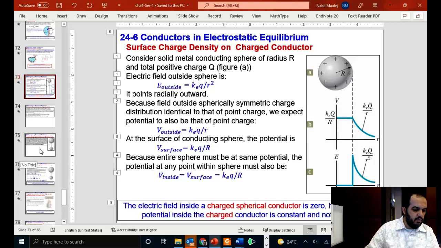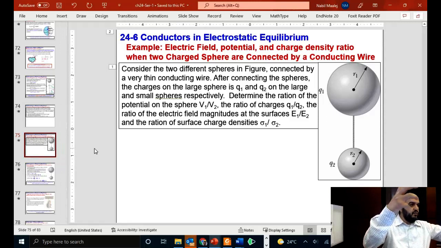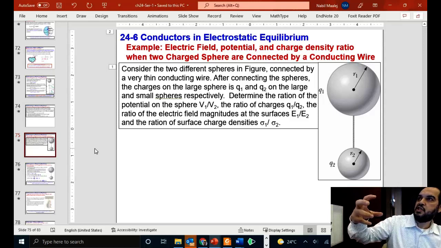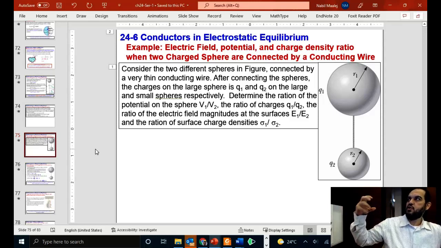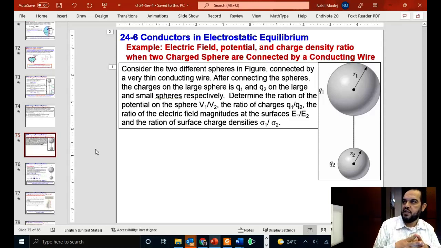Okay? And last time we started by solving this problem. And we said if you have two conducting spheres, one has a charge, one has no charge, okay? All right, so after connecting the spheres, the charge on the large sphere is Q1, on the small sphere is Q2, okay? And we were asked to determine the ratio of the potential on the spheres, V1 over V2, the ratio of the charges Q1 over Q2, and the ratio of the electric field magnitudes E1 over E2, and also the ratio of the surface charge densities, sigma1 over sigma2, okay?